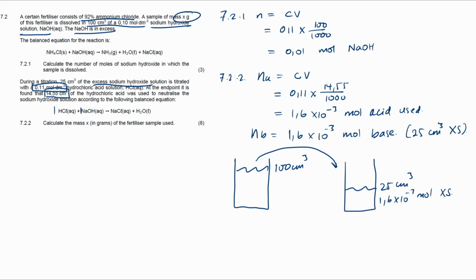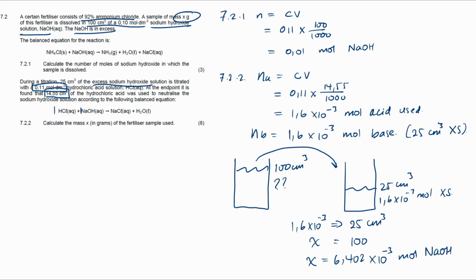Now what we want to do is figure out how much was in excess in the 100 cm³. So we don't know this. So we can do a simple ratio. We can say that 1,6 times 10 to the minus 3 is 25 cm³. That means 100 is going to be x. Now we can cross multiply, and x is going to equal 6,402 times 10 to the minus 3 moles of NaOH that was in excess in the 100 cm³.